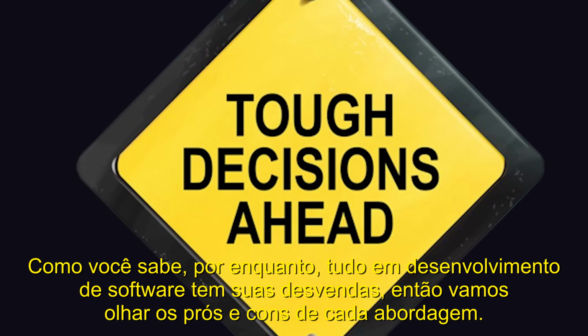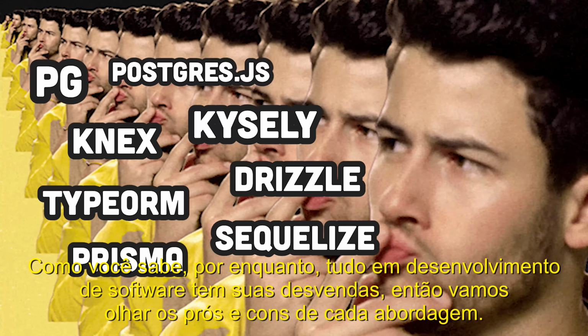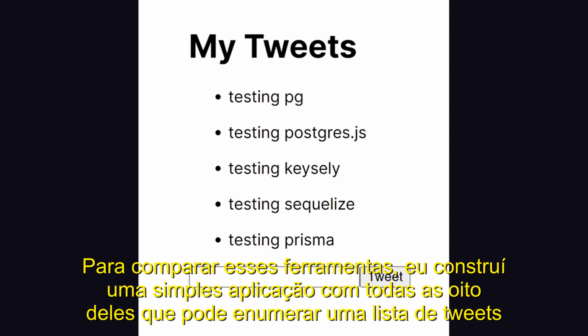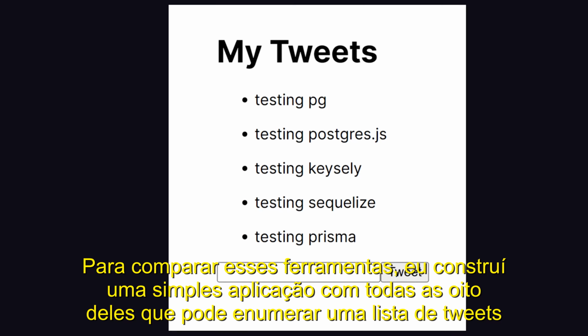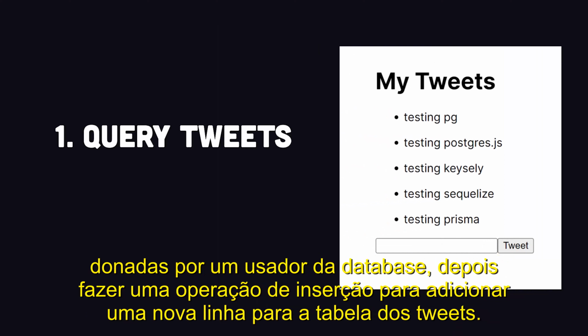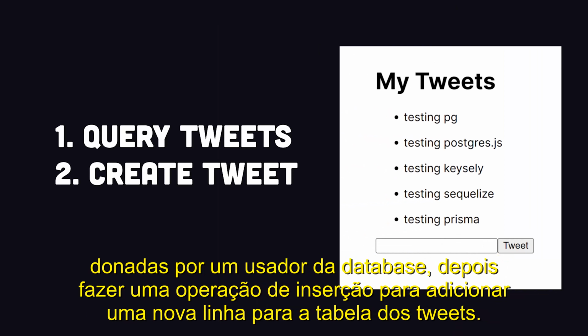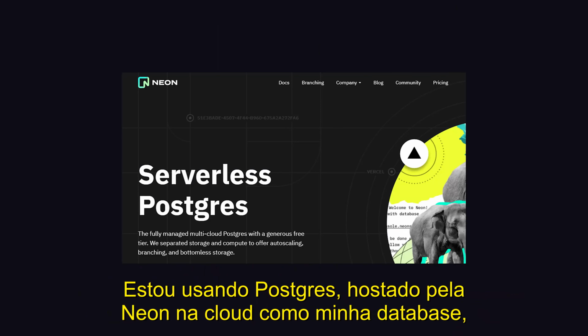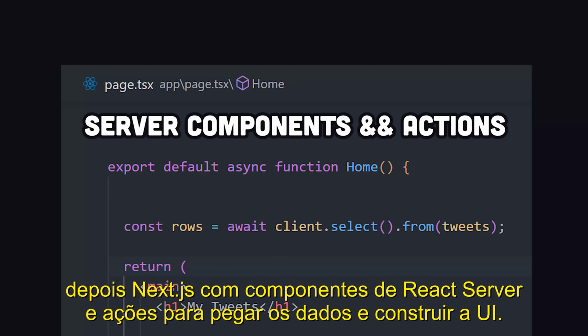As you know by now, everything in software development has its trade-offs, so we'll look at the pros and cons of each approach. To compare these tools, I built a simple application with all 8 of them that can query a list of tweets owned by a user from the database, then run an insert operation to add a new row to the tweets table. I'm using Postgres hosted by Neon in the cloud as my database, then Next.js with React server components and actions to fetch the data and build the UI.